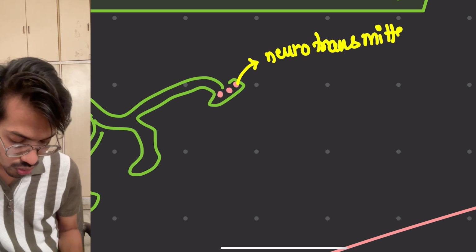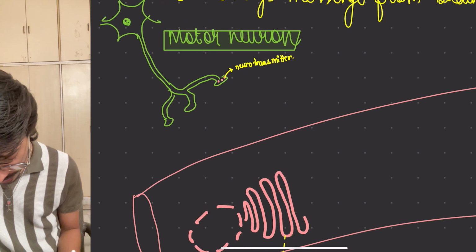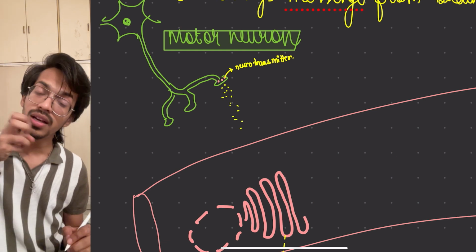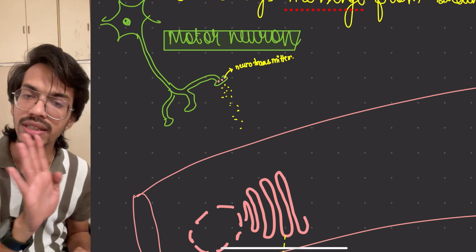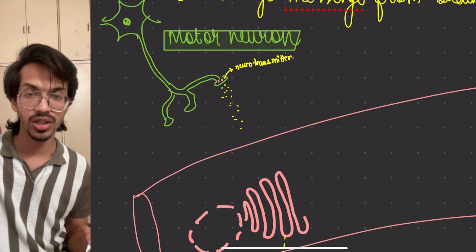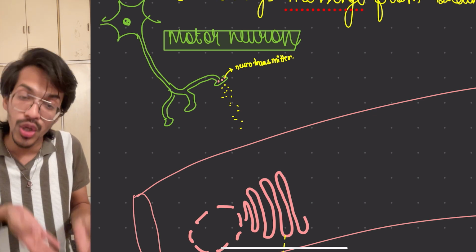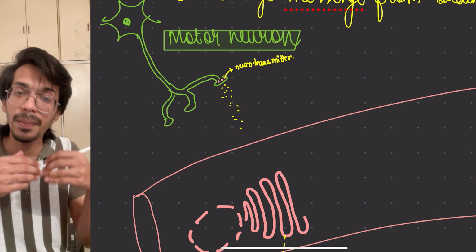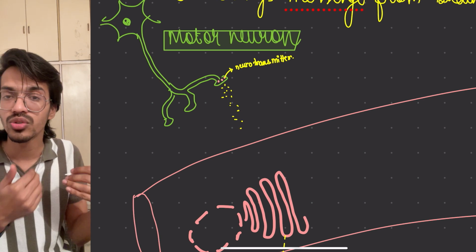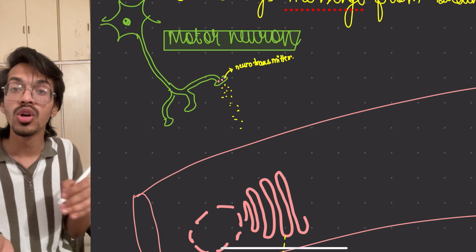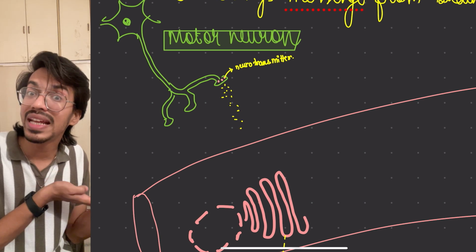So this neurotransmitter will be released in this area. Now this area where the neuron is present and the muscle fiber is present, we don't call it a synapse. We call it the neuromuscular junction, because it is an area where the neuron is also present, the muscle is also present, and it's a junction where they are meeting. Okay, so neuromuscular junction. Next part, it is also called the motor end plate.